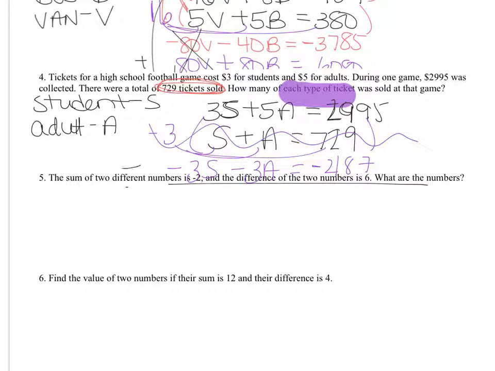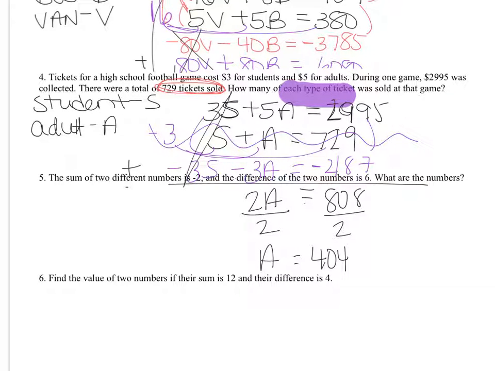So now I'm going to add these guys up. 2,995 added to negative 2,187. Can't type. I get 808. And then I get 2a. My s's cross out. Divide by 2 on both sides. So a equals 404. So there are 404 adult tickets.